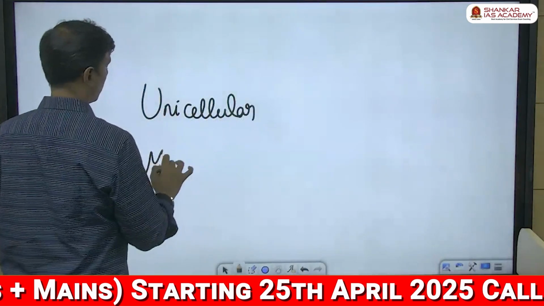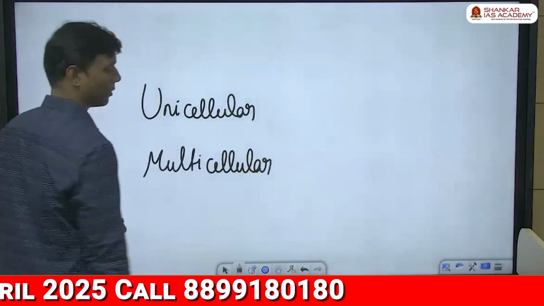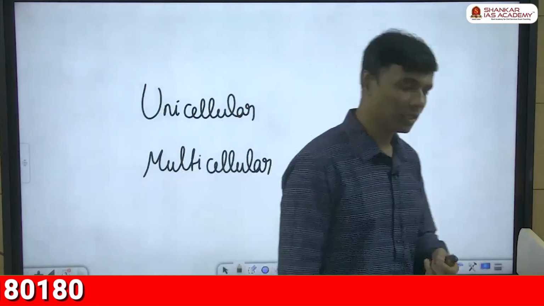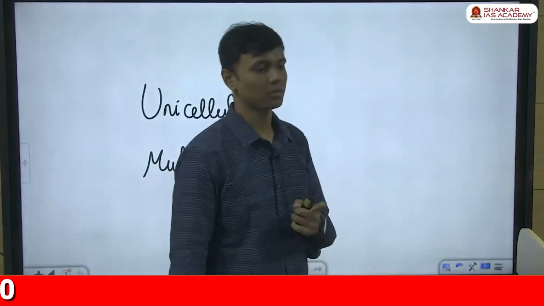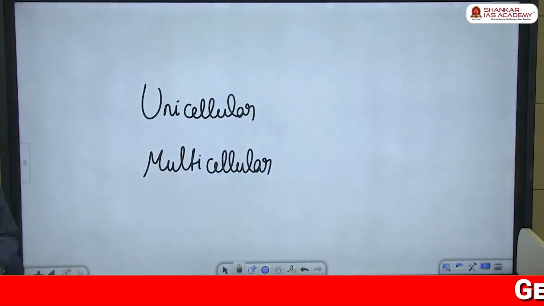Unicellular and then multicellular. What is meant by unicellular? Made up of a single cell. Multicellular, made up of multiple cells. Optional, if you want to write, you can write. Unicellular organisms are made up of a single cell. Multicellular organisms are made up of multiple cells.